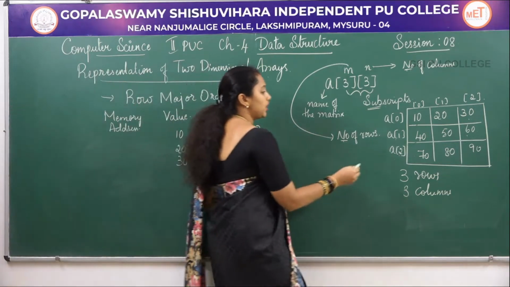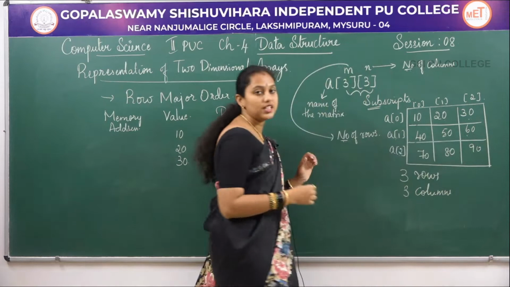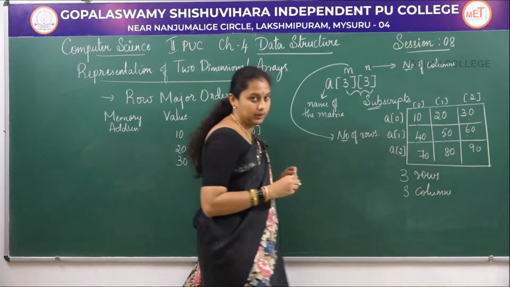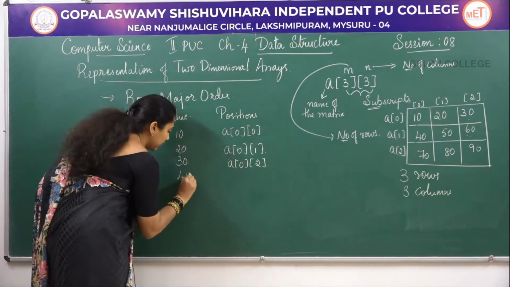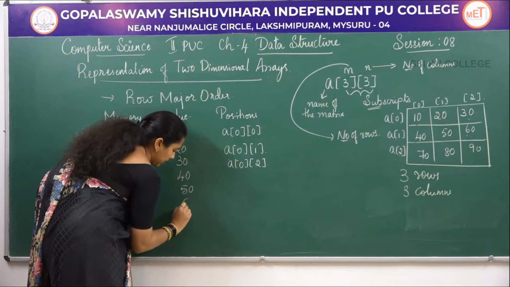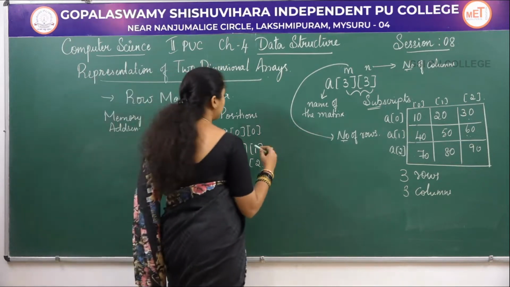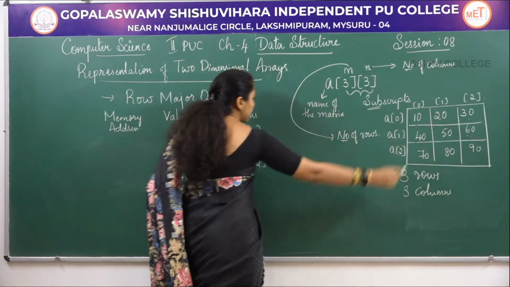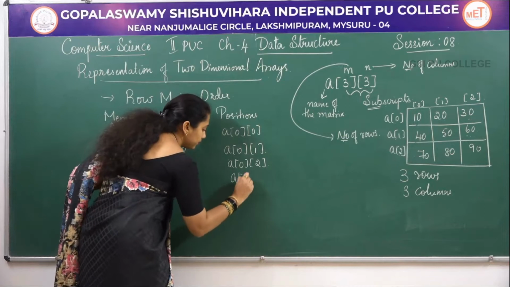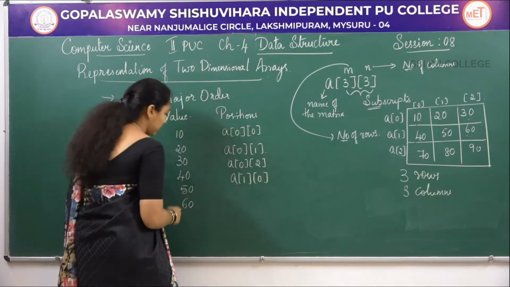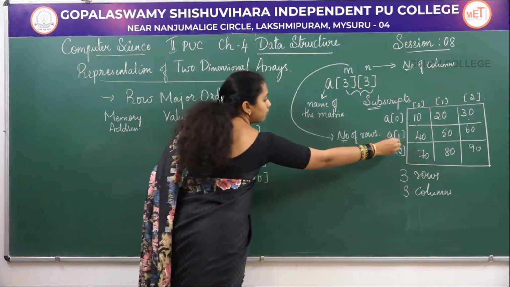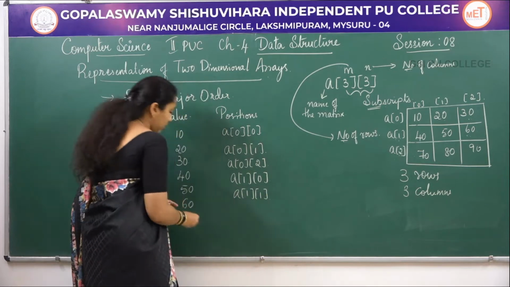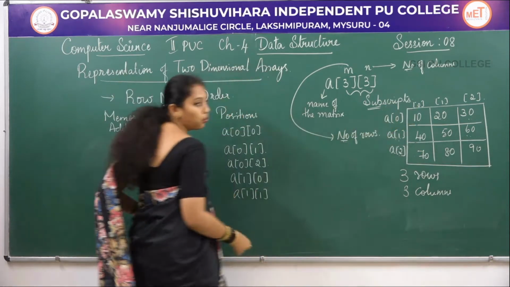Next, it will store the second row elements. So what are the second row elements? The second row elements are 40, 50 and 60. So what are the position values of 40? The position value of 40 is A of 1, 0. What about 50? A of 1, 1. What about 60? A of 1, 2.